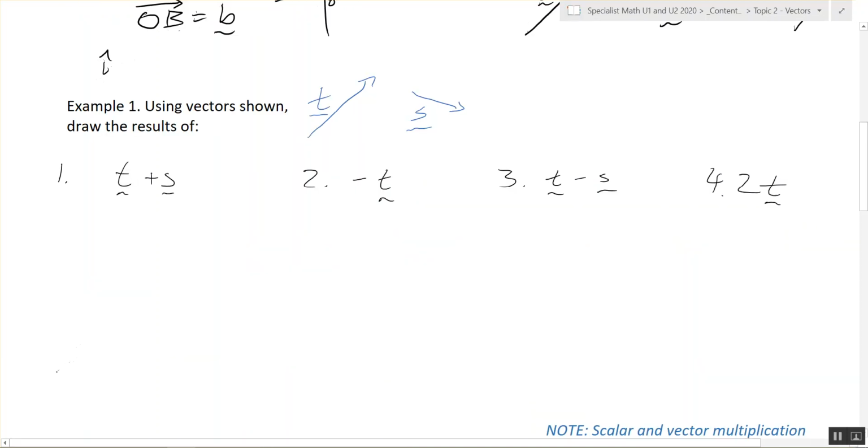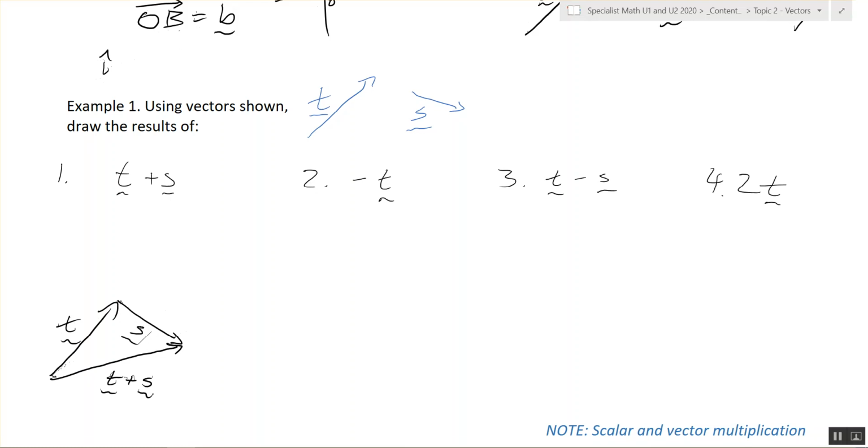So let's do the first one, T plus S. So this is vector addition. So the question's asking us to draw the results. So you start the second vector from where the first vector ended. Does that make sense? And then we draw the resultant vector. So the resultant vector is T plus S. So that vector down the bottom.